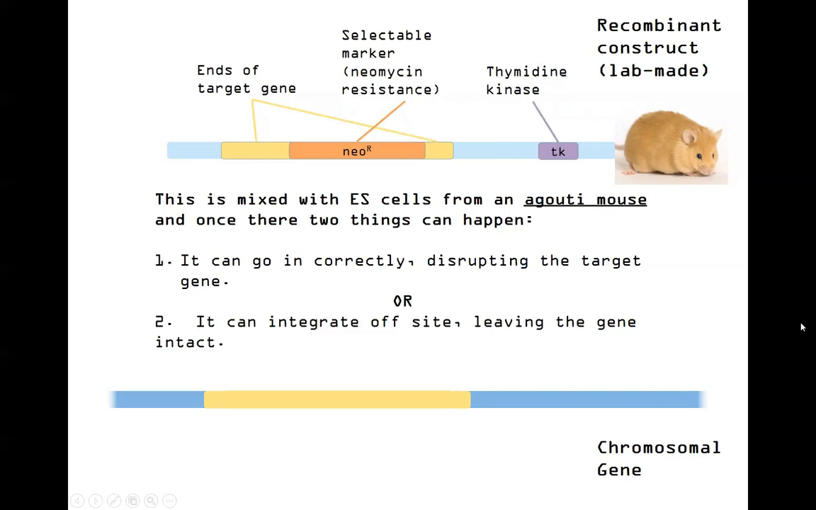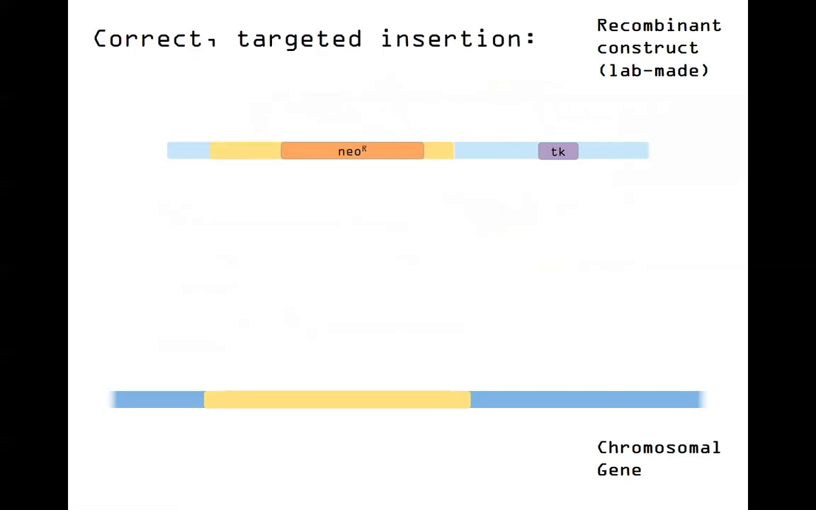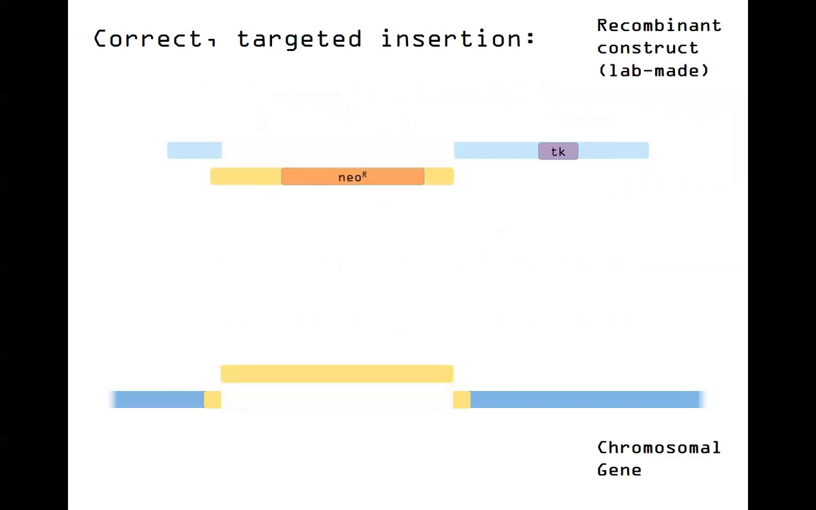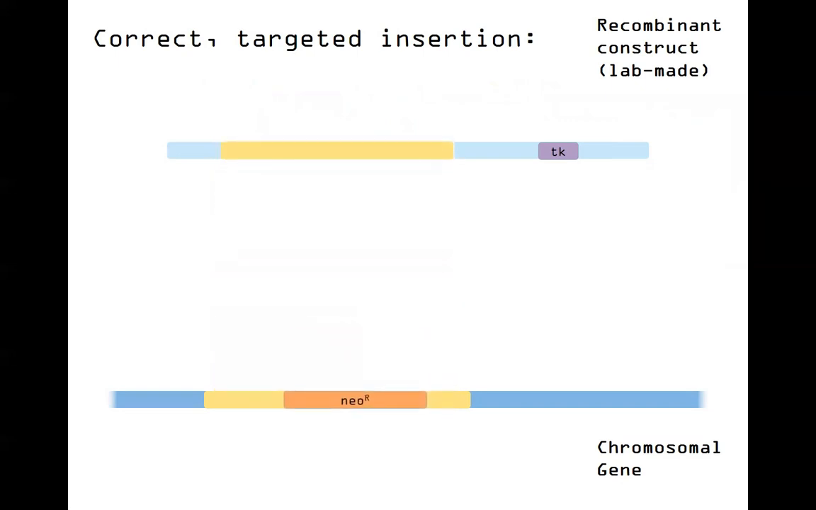So let's take a look at what happens when we have correct targeted insertion. Okay, so here is going to be our construct. Okay, our correct targeted insertion, homologous recombination occurs. And notice in the chromosomal gene, now we have acquired our neomycin resistance, so that's good. We're going to be able to survive that selective media.